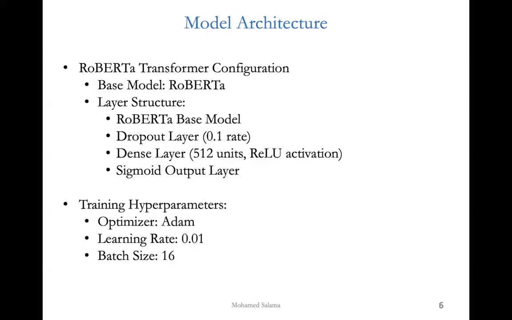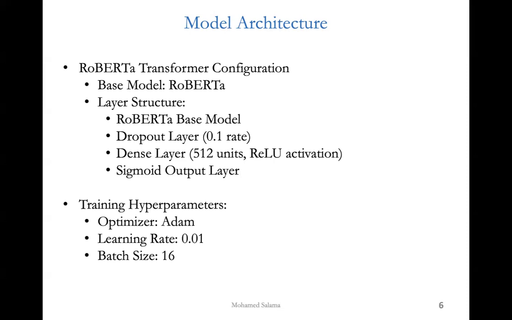Moving onward to the model architecture. I designed a sophisticated transformer based neural network architecture using Roberta, meticulously engineered to optimize emotion classification. Starting with the pre trained Roberta base model, I incorporated a dropout layer to prevent overfitting, a dense layer with 512 units for feature transformation, and a sigmoid output layer for multi label emotion detection.